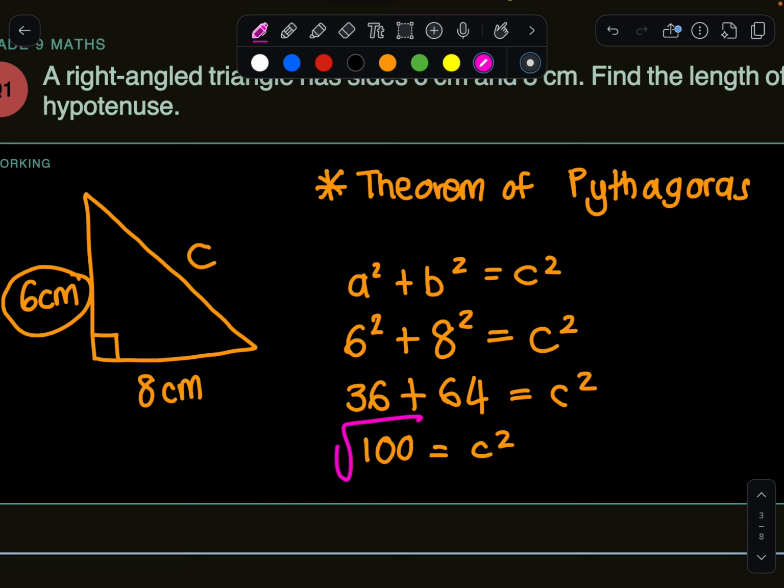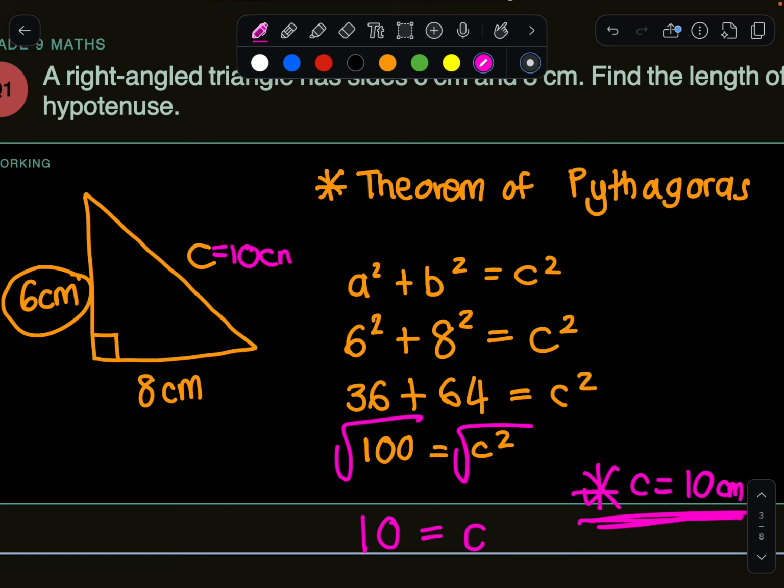So the square root of 100 is 10, and the square root of C squared is C. And so we get C, or the hypotenuse, is 10 centimeters. Which, just always do a little check, make sure that makes sense. If C is 10 centimeters, that does make sense. The hypotenuse should be the longest side, and 10 is the longest out of these.